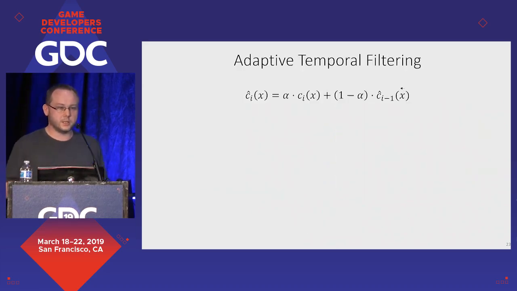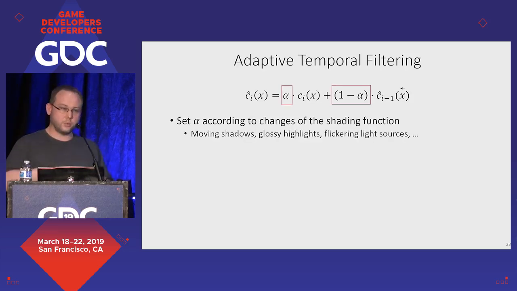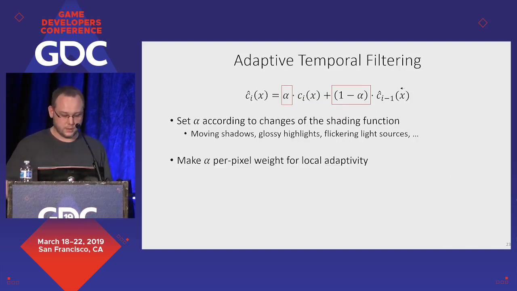The general idea is that we, again, have this exponentially moving average, but we adaptively set this alpha parameter to be able to reliably drop history information when we detect that it's not valid anymore. So for example, if there's flickering lights. And we do this also locally adaptive, so this means that if there are stable regions of the image and unstable regions in other parts of the image, then we only drop the changed parts.